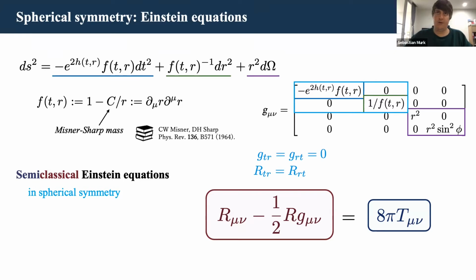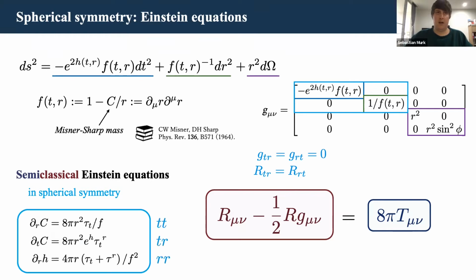However, it is possible to use the symmetry properties. So RTR is the same as RRT, and the same for the energy momentum tensor. So you can actually write those two equations, TR and RT, in a single equation. And so in total, you will end up with 3 equations for the TT, TR, and RR components. And as you can see, these are just differential equations of the 2 metric functions.